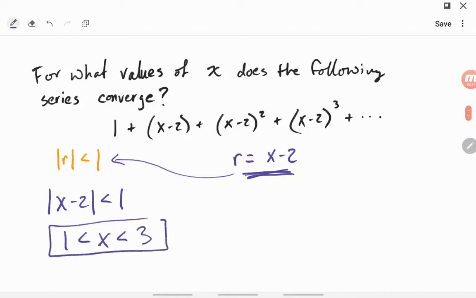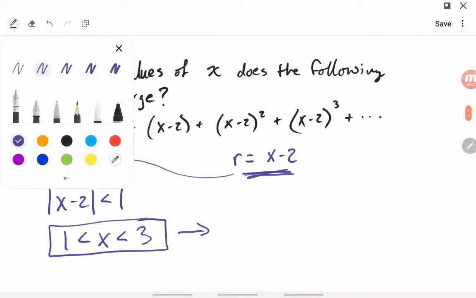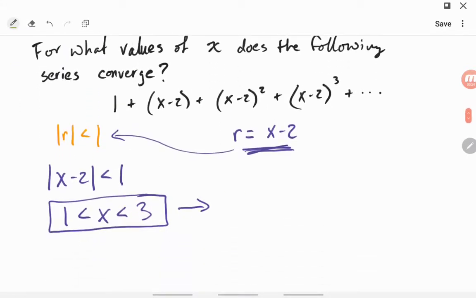So that right there is my conclusion. I can say the interval is where this series will converge. This is called the interval of convergence. This is a good test question. The interval of convergence is just the interval for a series where it will converge. What values can you plug in such that this converges? So that is what our interval of convergence is.